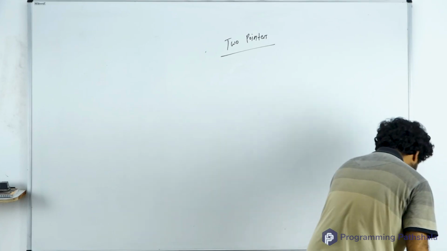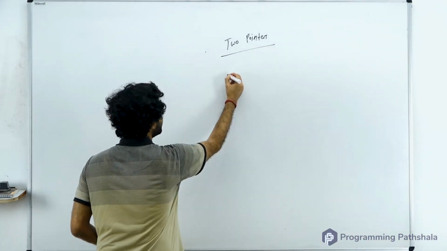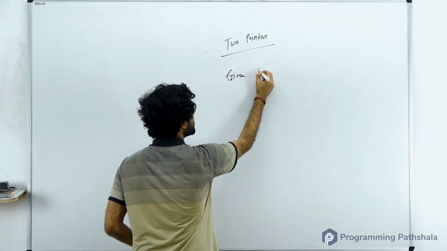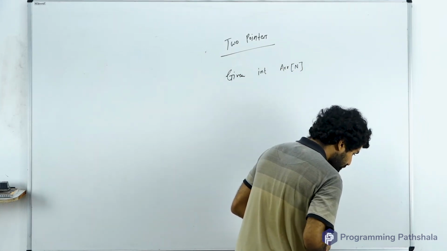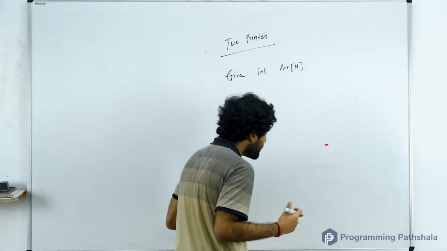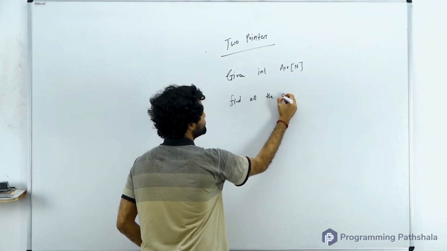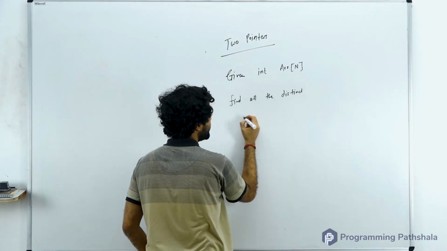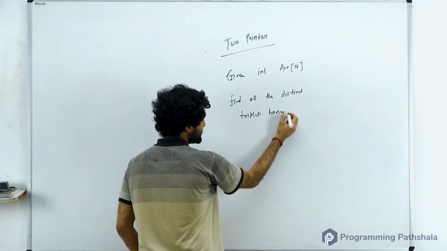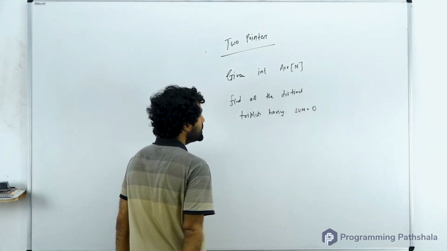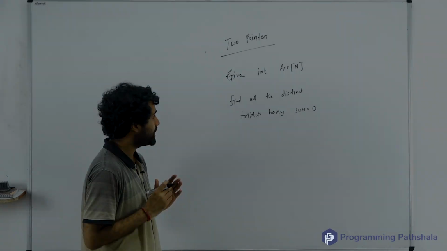So this is a very famous problem, again interview based problem. Let's say you have been given an array of size n. Now the question is you have to find all the distinct triplets having sum equal to 0. So you have to find all the distinct triplets that are having sum equal to 0. As simple as that.